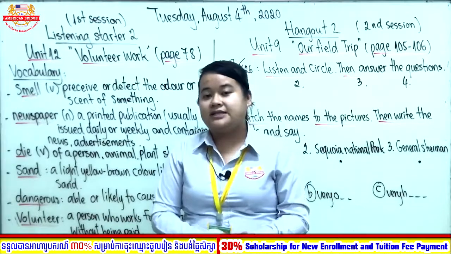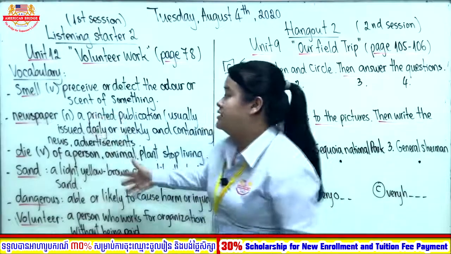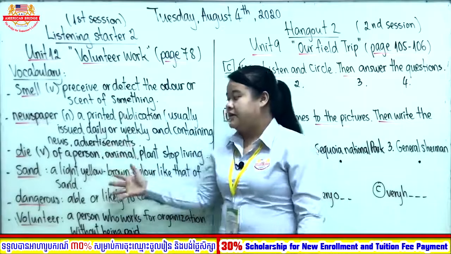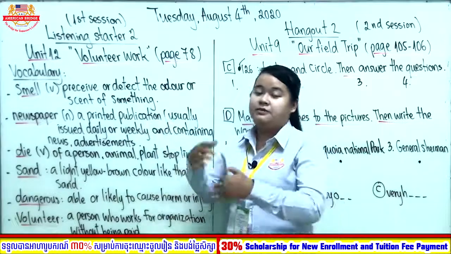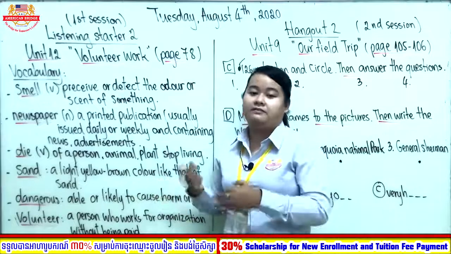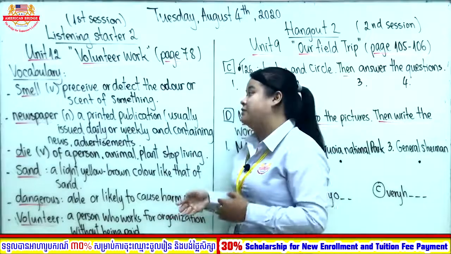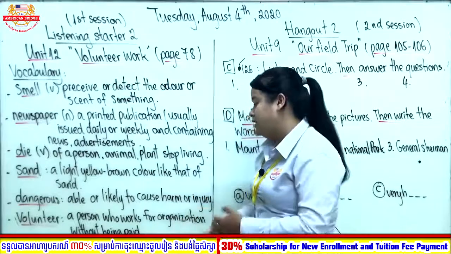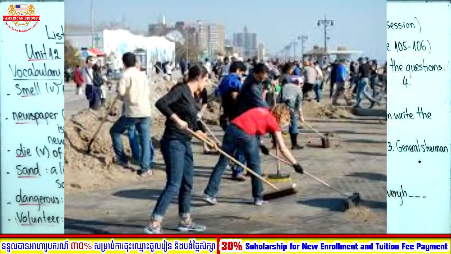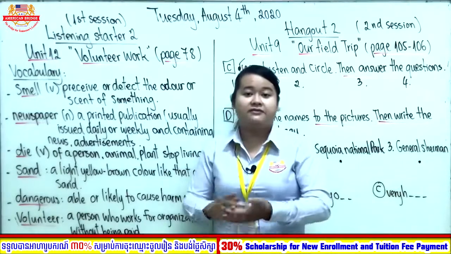Okay, so now let's look at this whiteboard. So this is the vocabulary that we have on our page 78. So now let me explain to you one by one what they mean. Okay, so now let's start with the first one. Volunteer is a person who volunteers to work and no need to pay the money, you just work there for free.